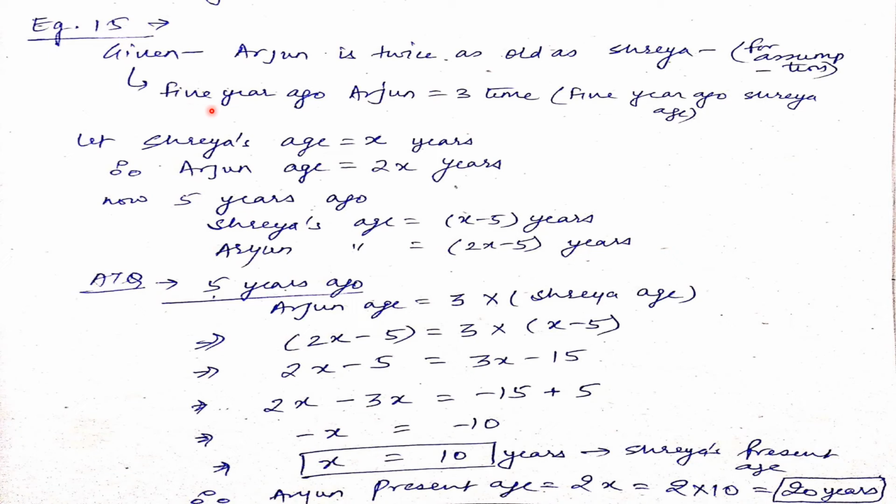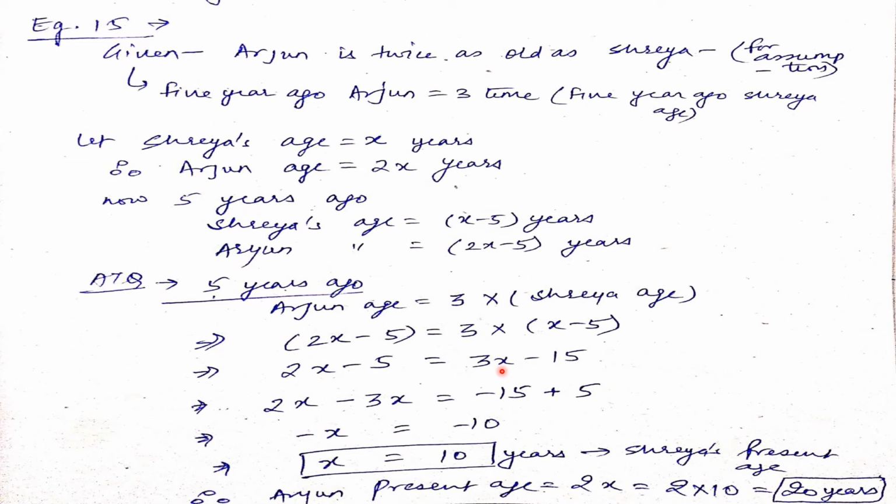Now we will form the equation. It is telling us that 5 years ago Arjun's age was 3 times Shreya's age. So just put in the values. Five years ago Arjun's age is 2x minus 5, equal to 3 times Shreya's age, that is 3 into (x minus 5). This is the statement given to us. We will open the bracket and get our equation. Here we have to follow the property of distributivity, that is 3 into x is 3x, minus 3 into 5 is 15. Finally, 3x is a variable, 2x is a variable, they both are like terms.